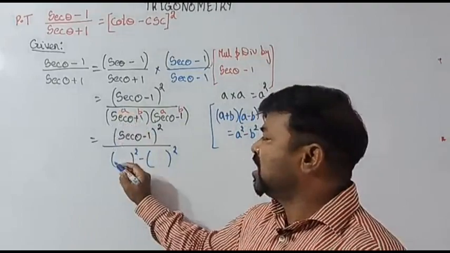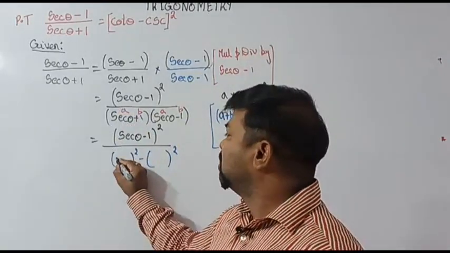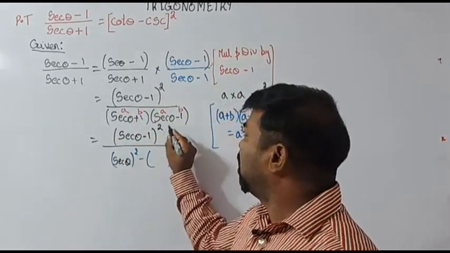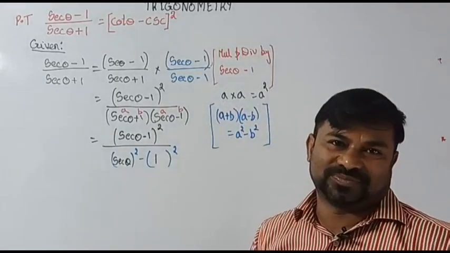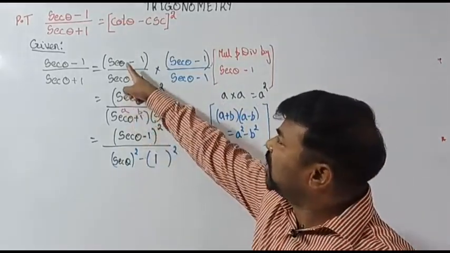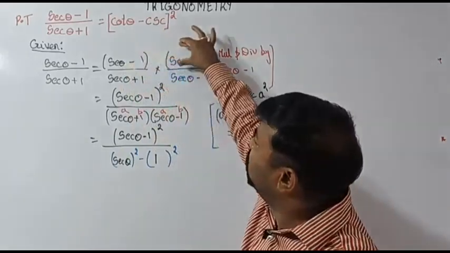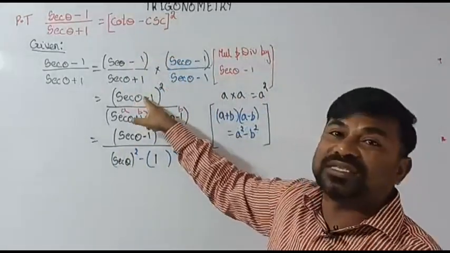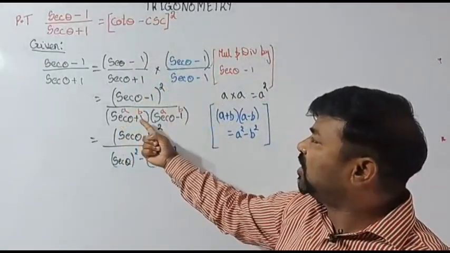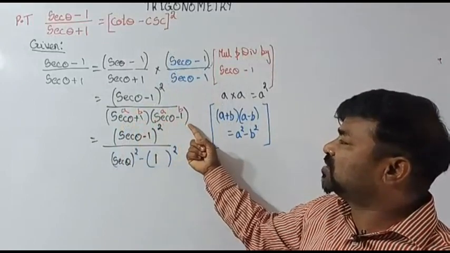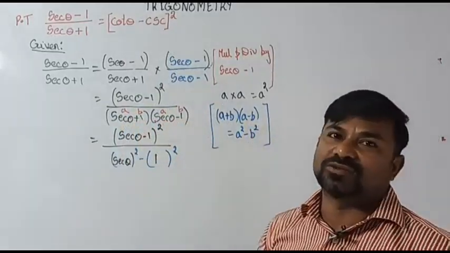What is a here? It's nothing but secant theta, and b is nothing but 1. So in the numerator I am using same into same, which is nothing but a square, same square. Now in the denominator it is in the form of a plus b into a minus b, which is nothing but a square minus b square.